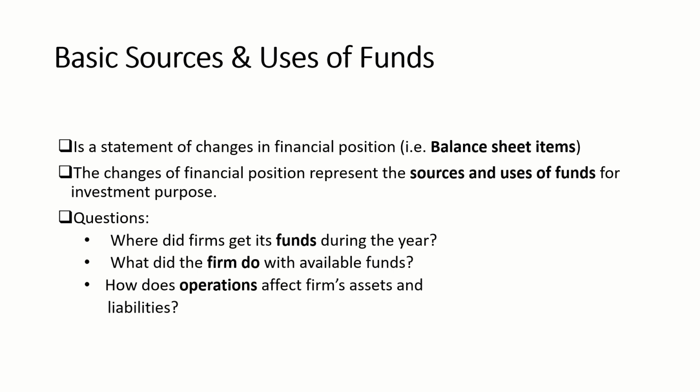Okay, the second part of chapter 2 is basic sources and uses of fund. So in this part, we basically want to know what the sources (sumber) and uses are, how our funds are being used. In this part, there is a statement of changes in financial position. When we say financial position, it refers to the balance sheet items. The changes of financial position represent sources and uses of fund.